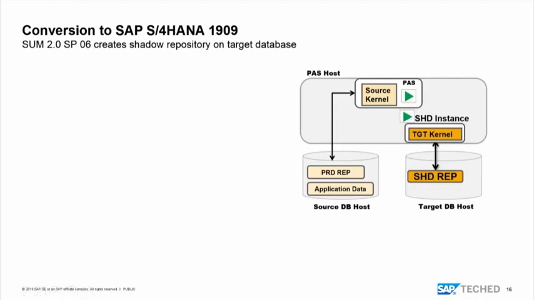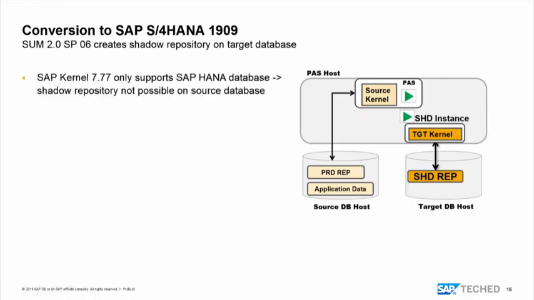The shadow repository is already on the new target release, so in our case on 1909, and this is already created in uptime to have less work in downtime. And the shadow instance is running with the target kernel to work with the shadow repository. That's the usual story. What's new is that the shadow repository, when targeting 1909, is not created on the source database but on the target database.